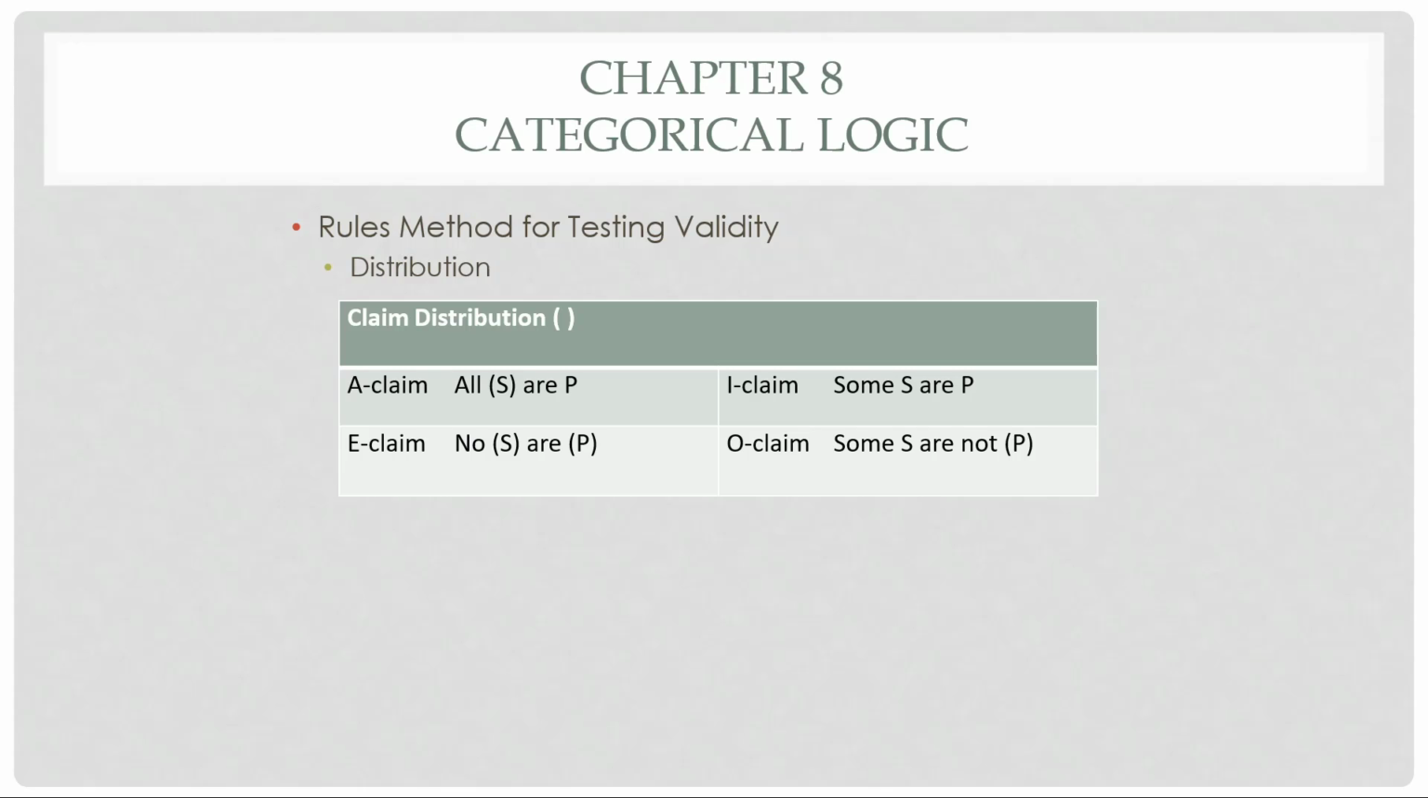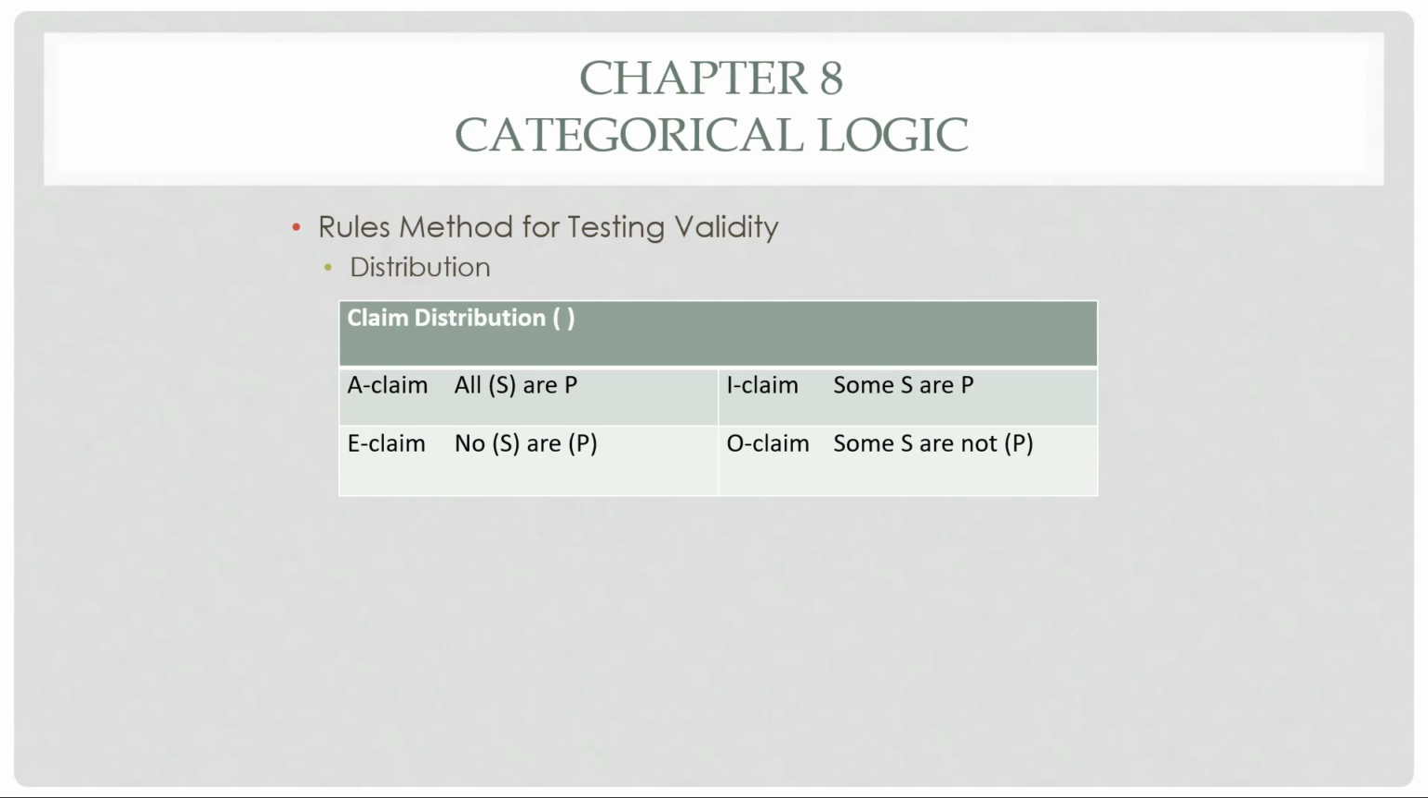So here's how the terms are distributed. In an A claim, an all S are P sort of claim, the subject term is distributed because it's saying something about all of the S's, namely that they are P. So if all cats are mammals, the subject cats is distributed because it says of all the cats that they're mammals. The reason the predicate term is not distributed is that it's not saying something about all of them. If I say all cats are mammals, this does not tell us about all mammals.